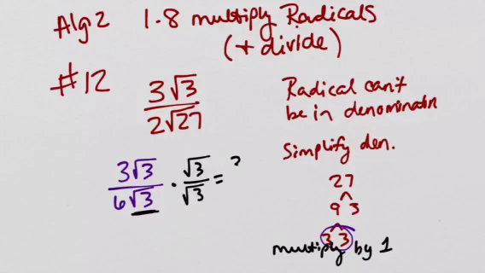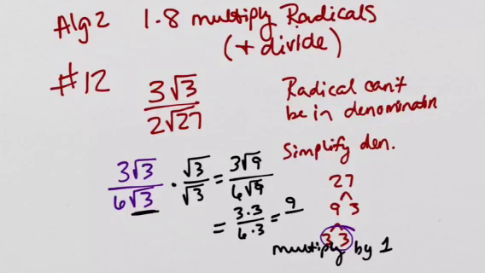So in the top we get 3 square root 9. Okay, that's going to be nice as well. In the bottom I get 6 square root 9, which then equals 3 times 3 in the top and 6 times 3 in the bottom. So I get 9 over 18. And then we can go one step further and just simplify that and say that it's actually 1/2. Okay? So that is number 12.